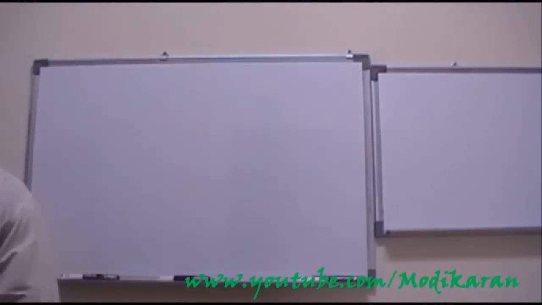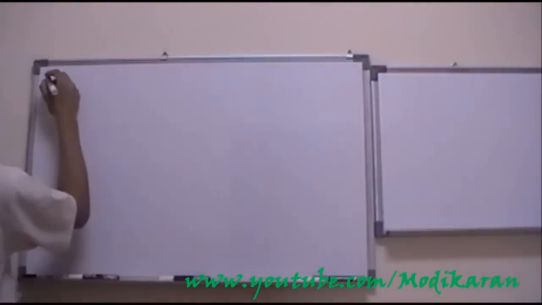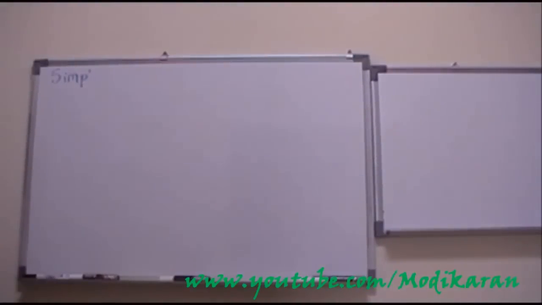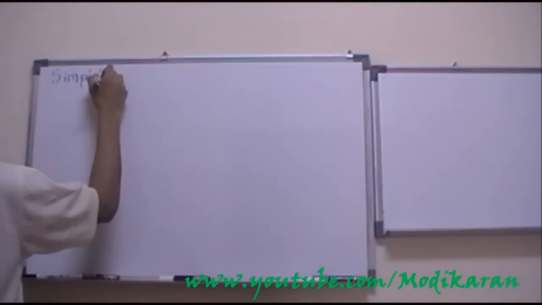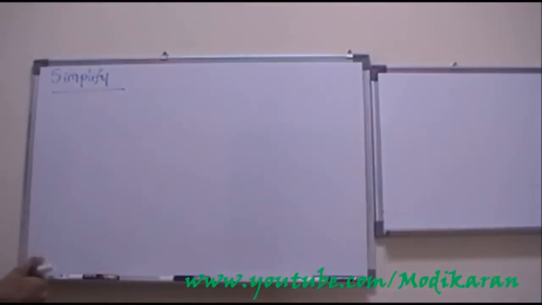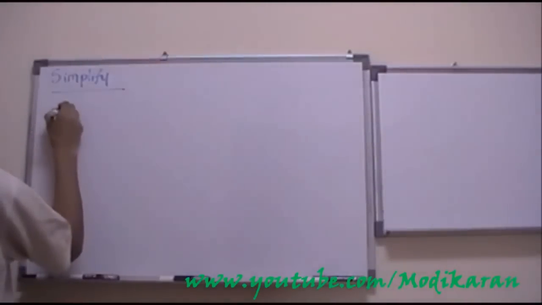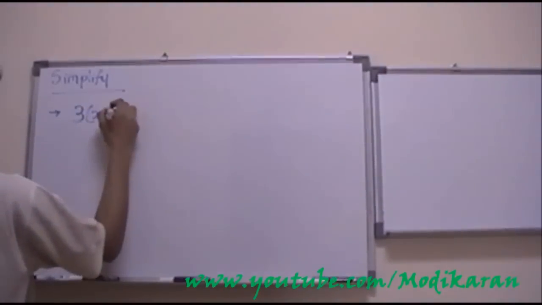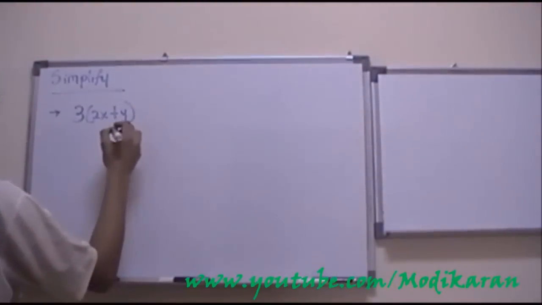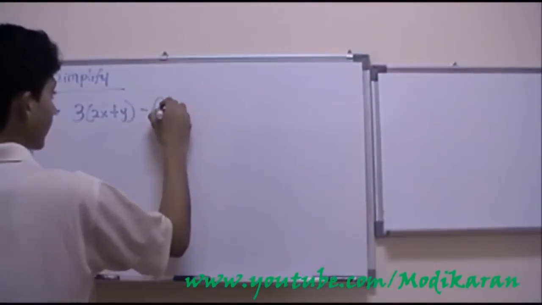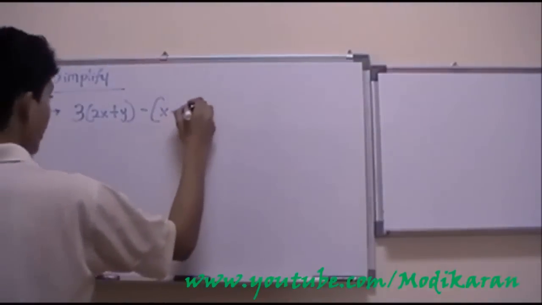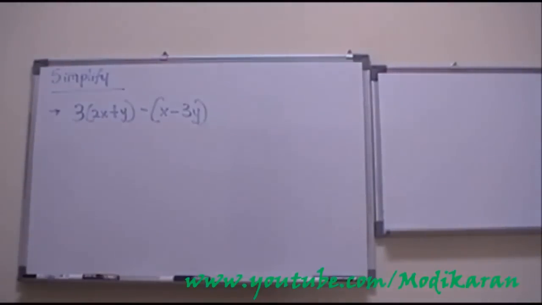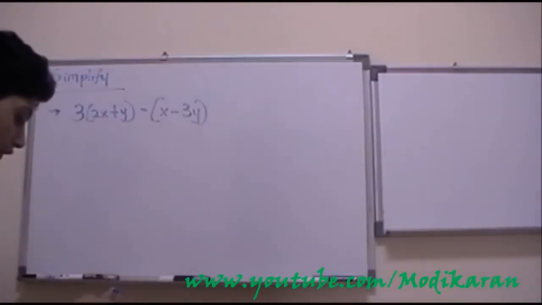Okay, so basically the first equation here is trying to tell us to simplify this. Simplify the following: 3 times (2x plus y) minus x minus 3y. Now you might be saying, well, hello smart guy, what are we doing over here?